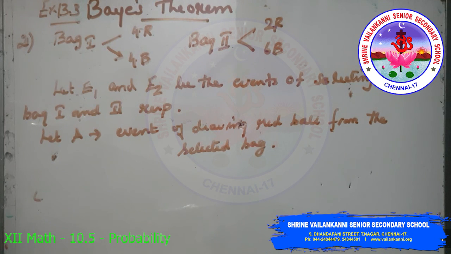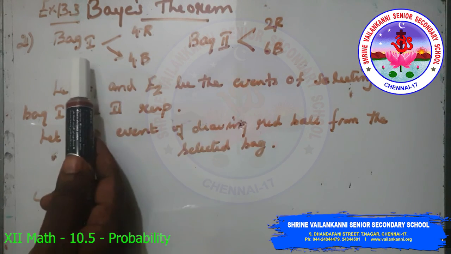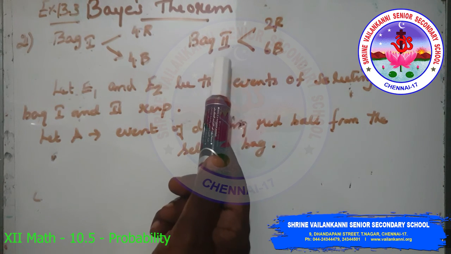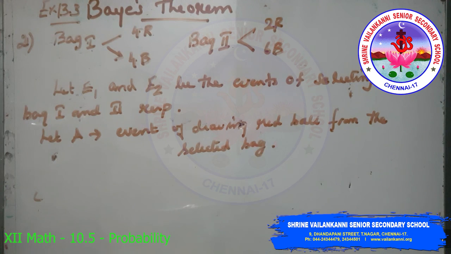Second one: a bag contains 4 red and 4 black balls. Another bag contains 2 red and 6 black balls. One of the 2 bags is selected at random and a ball is drawn from a bag, which is found to be red. Find the probability that the ball is drawn from the first bag. Here we are using Bayes theorem under conditional probability. We have 2 bags, bag 1 and bag 2. Bag 1 contains 4 red and 4 black balls. Bag 2 contains 2 red and 6 black balls.